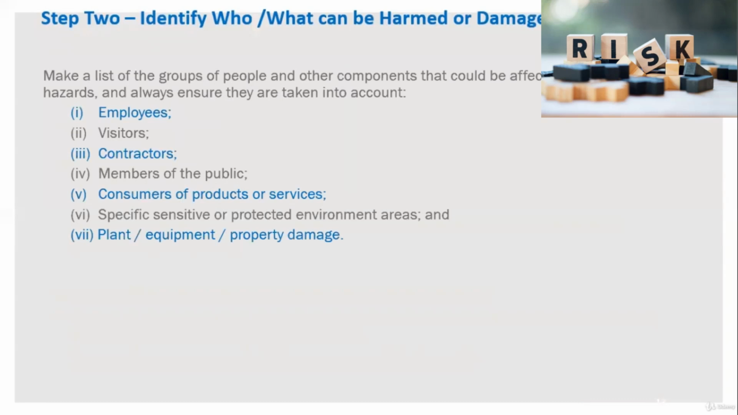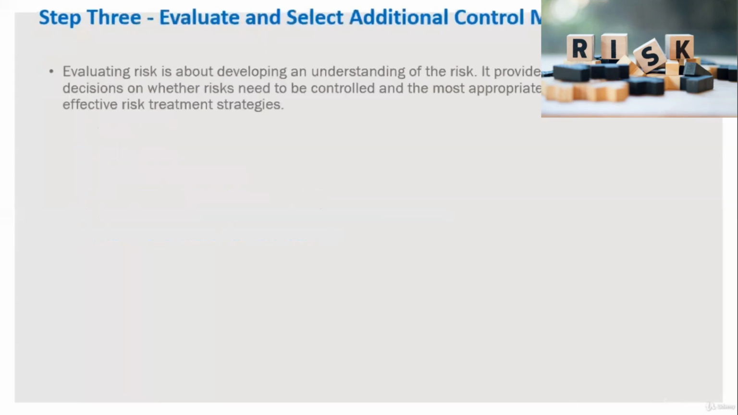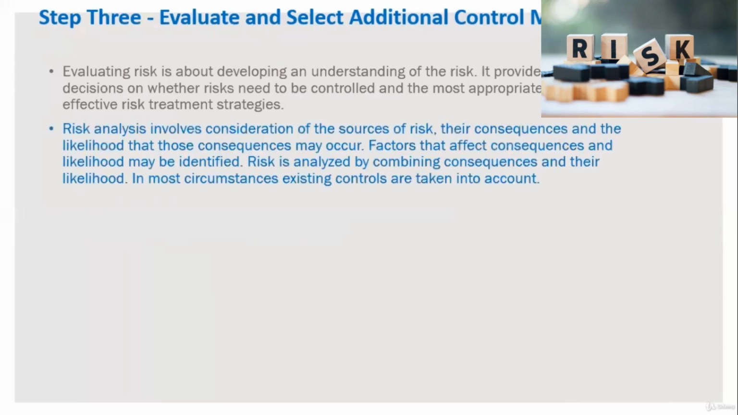Step 2, identify whom or what can be harmed or how it can be damaged. Make a list of these groups or types of people like employees, visitors, contractors, members of the public, consumers, products or services, specific sensitive protected environment areas like environment risk, plant, equipment, property damage. Step 3, evaluate and select the additional control measures as we discussed.